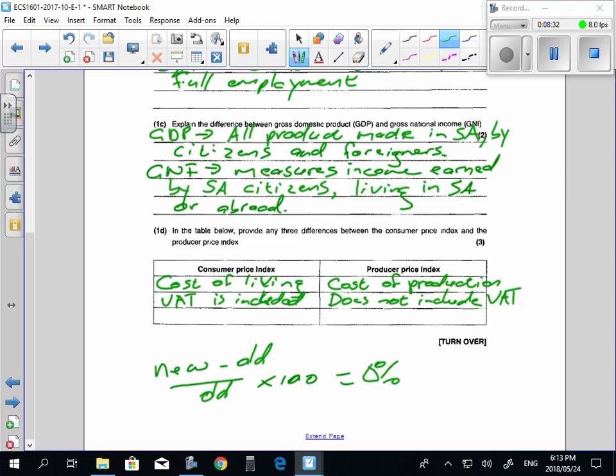And then finally, the CPI includes both goods and services. And the producer price index is goods only.